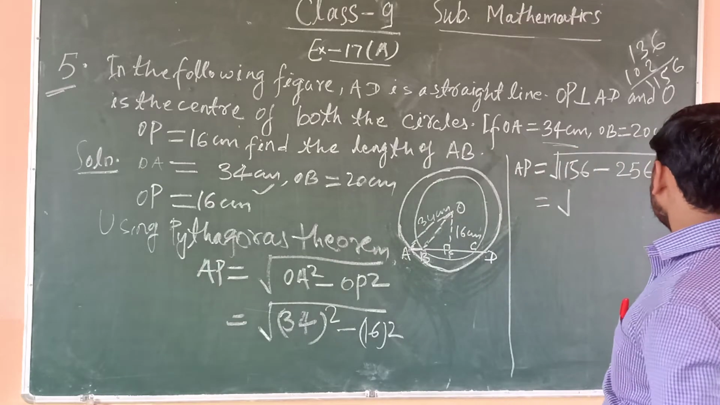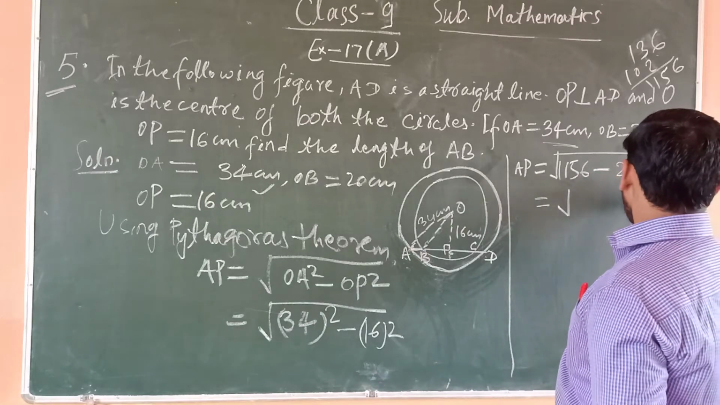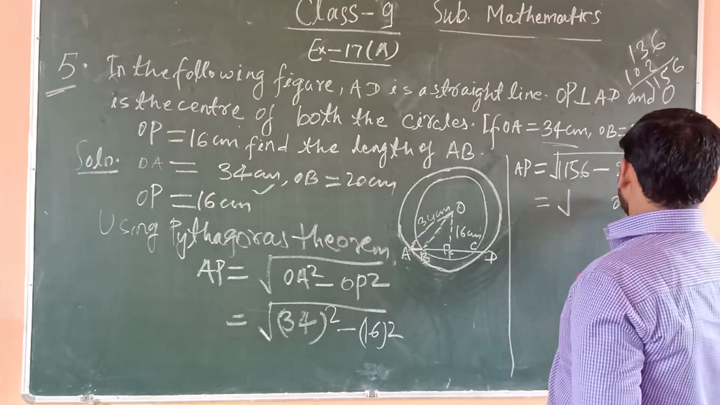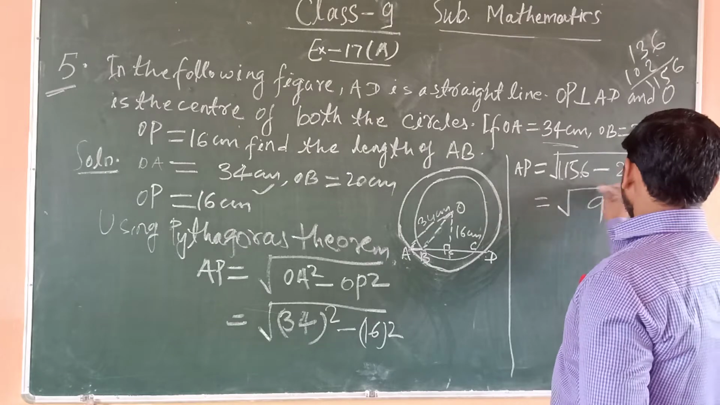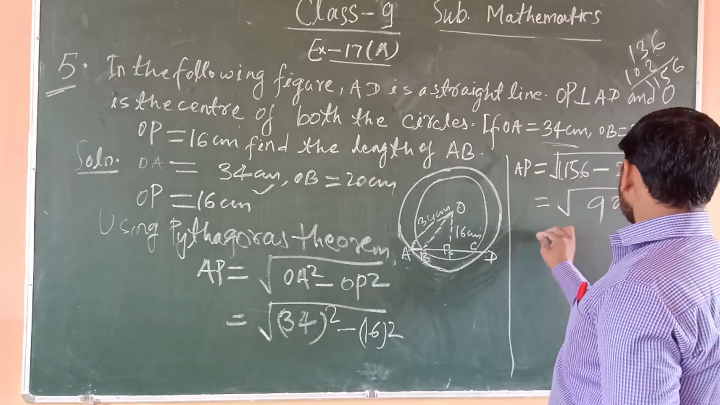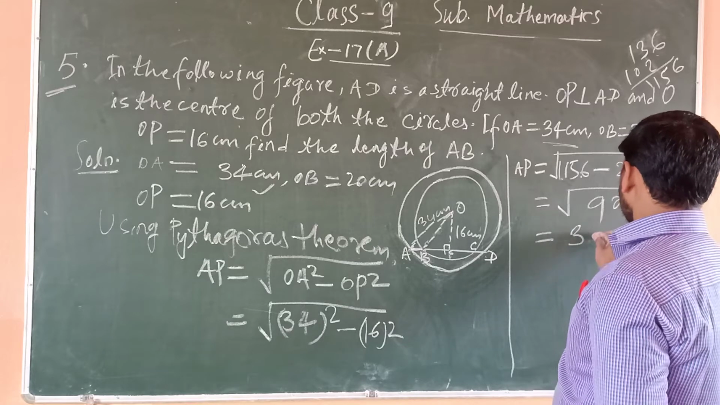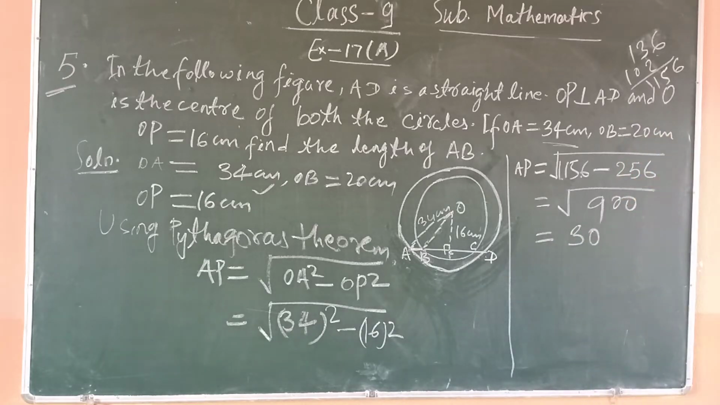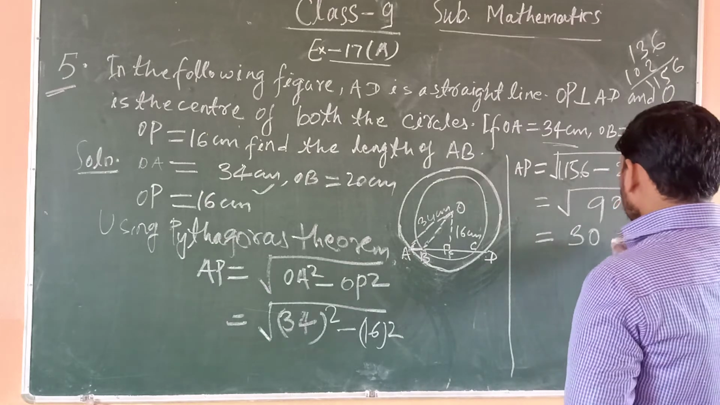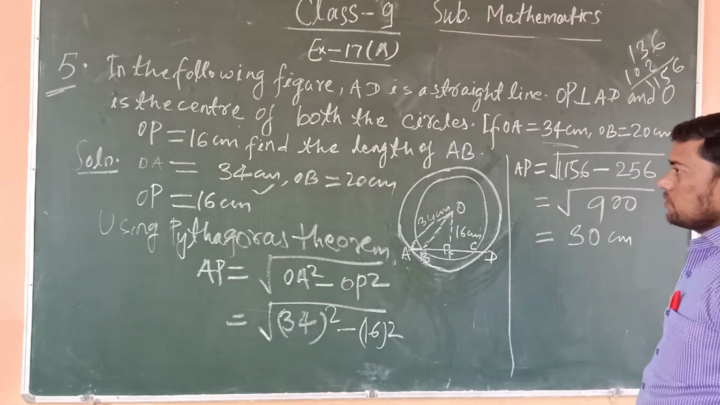Then under root 900, it is equal to 30. Length of AP is 30 centimeter.